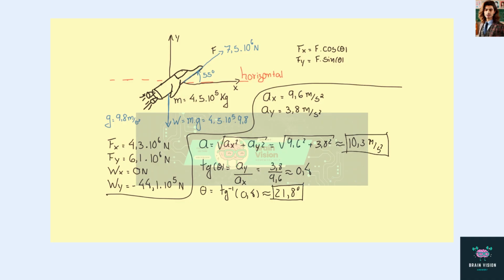A drawing will be the following. Here is the resulting acceleration. Its magnitude is 10.3 meters per second squared, and the angle it makes with the horizontal axis is 21.8 degrees.